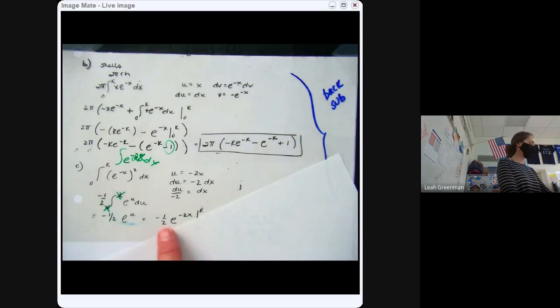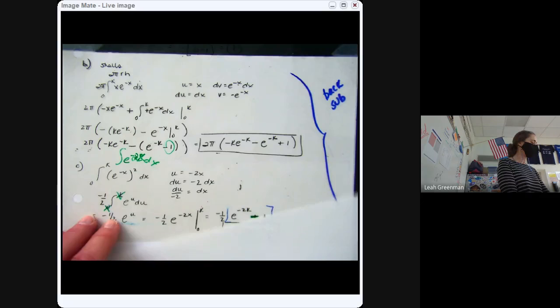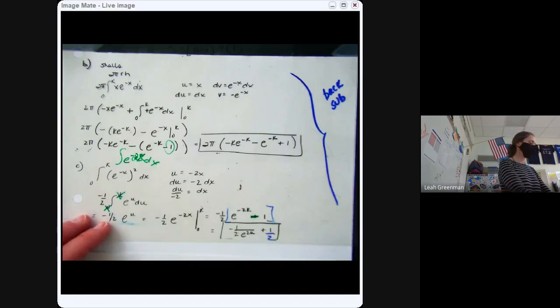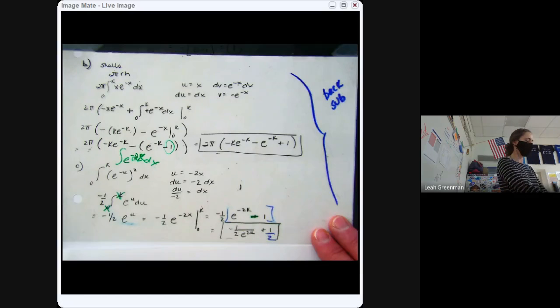All right, so we get the minus 1/2 e to the minus 2x. Plug in the k. Minus, careful, plug in the 0, and you do get a 1. So don't forget that 0 at the bottom. And then you can, right, either distribute or not. E to the minus 2k, right, times negative 1/2. So 1 over e to the 2k times the negative 1/2. Minus a minus is plus.